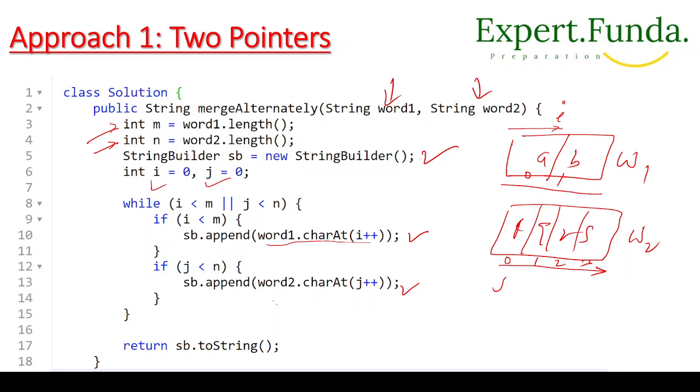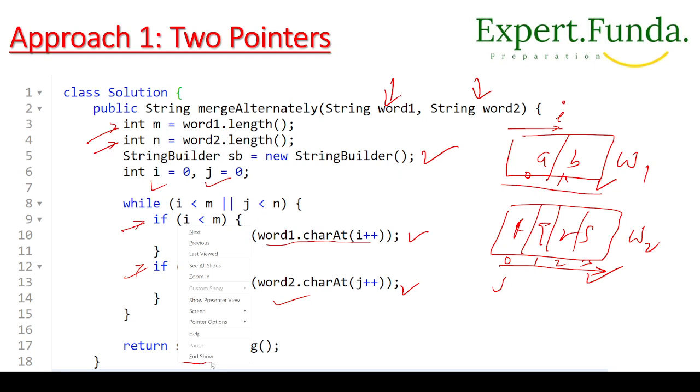Similarly we'll append from word2, right? So from word 1 and word 2, each time we are adding alternately till the index reaches the last one. Either it will reach here or it will reach here. Okay, so that's why we have taken these two if conditions, right? And now you can see sb is now added into here.